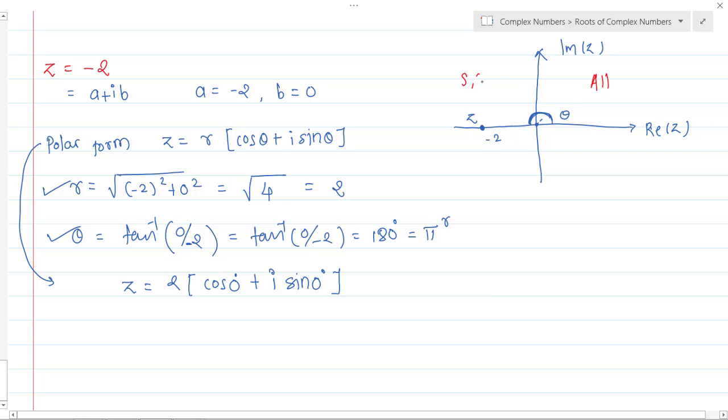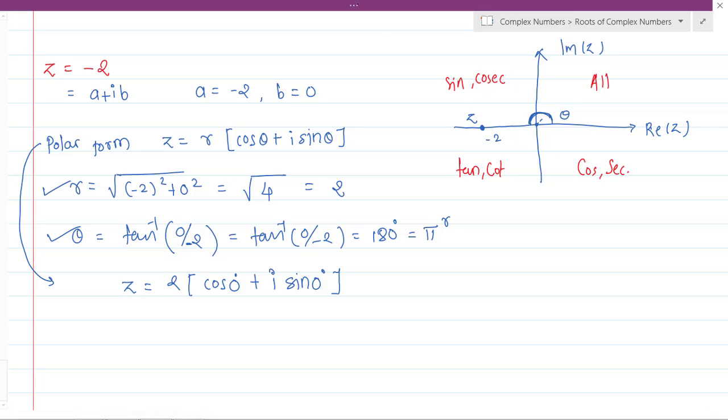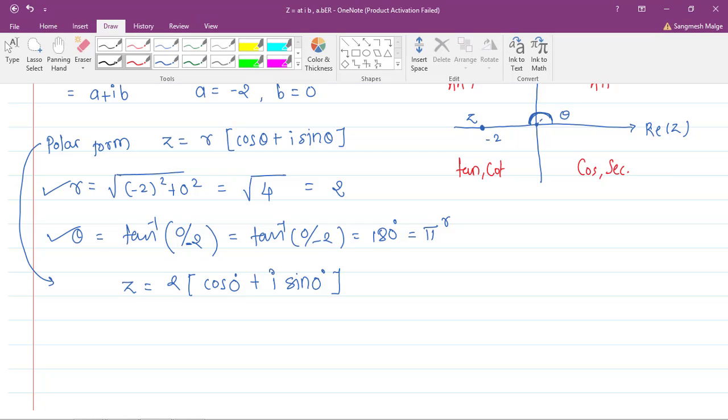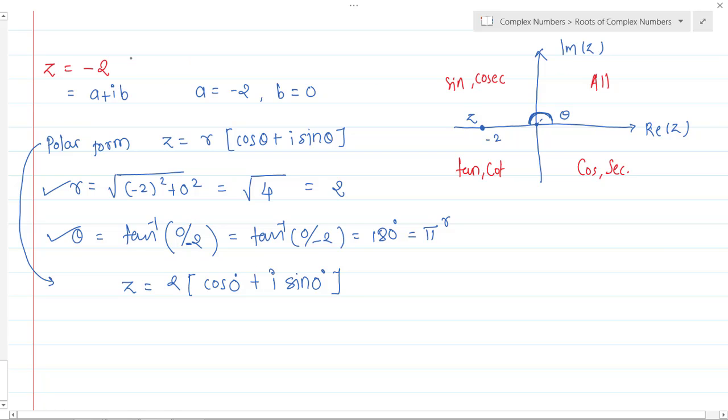Sine and cosec are positive in the second quadrant. Then tan and cot are positive in the third quadrant. Then finally cos and sec are positive in the fourth quadrant. Okay, so this is very simple. We will look at this concept once we reach the differential and integration topics. Is it okay?